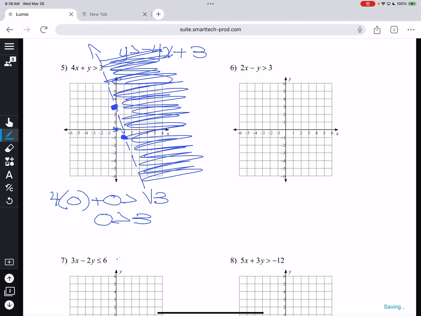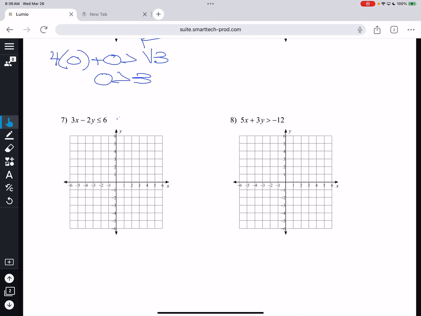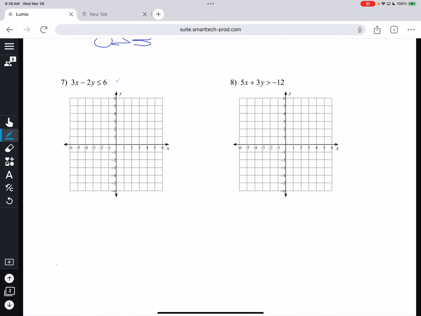All right, look at number 7. Madeline, how do we set this up? You have to move the 3x to the other side. Yes. So we'll have negative 2y and negative 3x plus 6. All right, what's our next step?